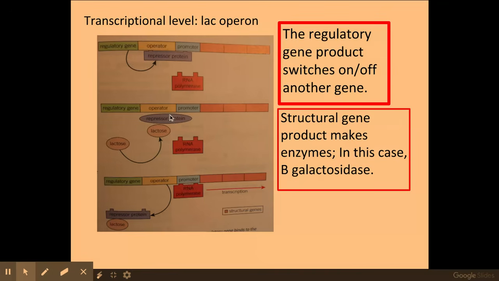We also have the structural genes, which are these red boxes here that follow on. The products of these red boxes are the enzymes, which in this case is beta-galactosidase. And this is one of the enzymes that helps to hydrolyze or break down the lactose. We also have the operator region, which in this particular case is where the repressor protein binds to. And then we have the promoter region, where RNA polymerase ideally would like to bind to.